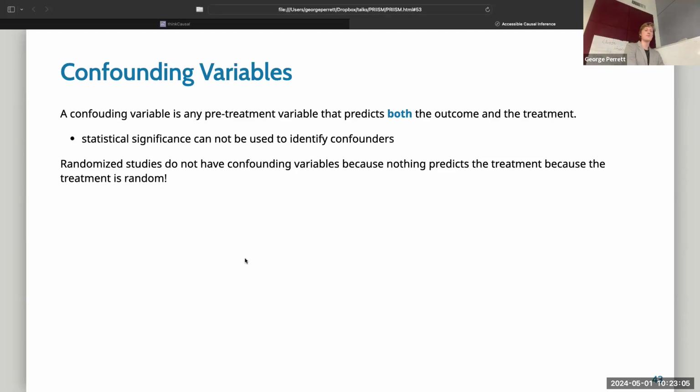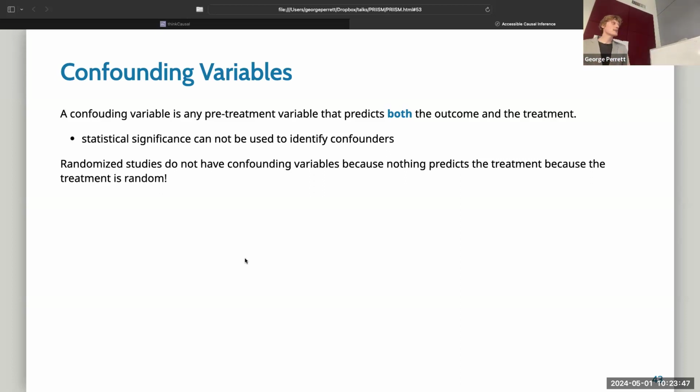Now, this opens up some issues, notably confounding variables. So a confounding variable is any pre-treatment variable that predicts both the outcome and the treatment. And I want to point out statistical significance cannot be used to identify confounders. You can have confounders that are not statistically significant. That's very easily demonstratable. And so it is not a good idea to run a bunch of univariate regressions and say, hey, if my coefficient is significant for predicting the treatment, and if it's significant for predicting the outcome, that means it's a confounder. If it's not significant, it's not a confounder. There's all sorts of problems that can open up.